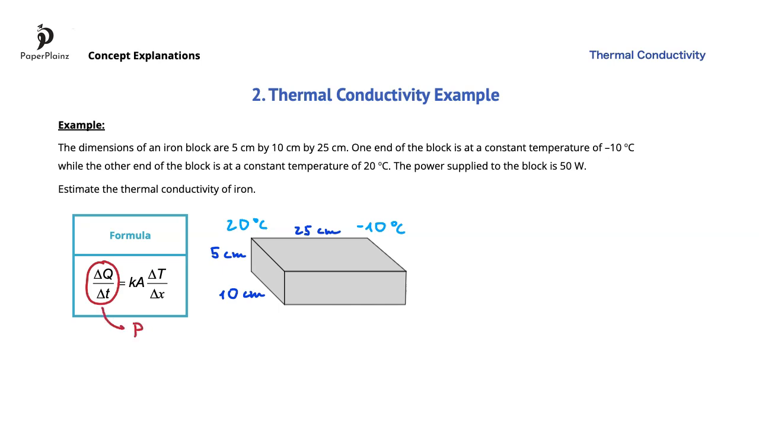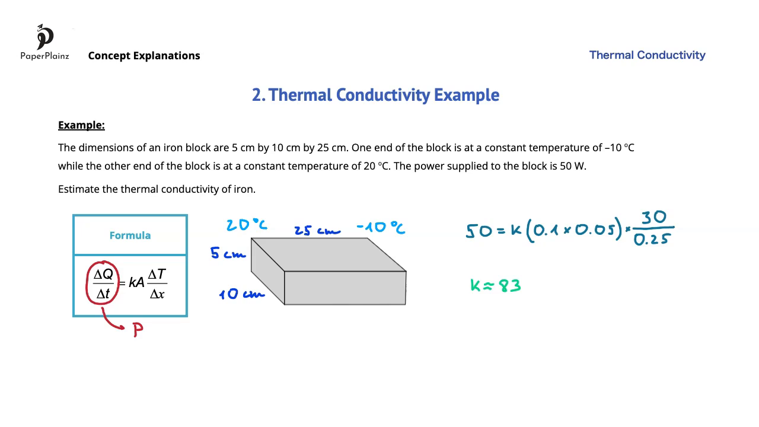Let's substitute. Doing so, we get that 50 is equal to k times the cross-sectional area, and here I will work in meters, writing 0.1 times 0.05. Delta T, so the temperature difference, is 30, and as this is a temperature difference, it has the same value in degrees Celsius and in Kelvin. Delta X, so the length of the conductor, is 25 centimeters, so 0.25 meter, so here we get 30 divided by 0.25. Solving for k and rounding to two significant figures, we get about 83.